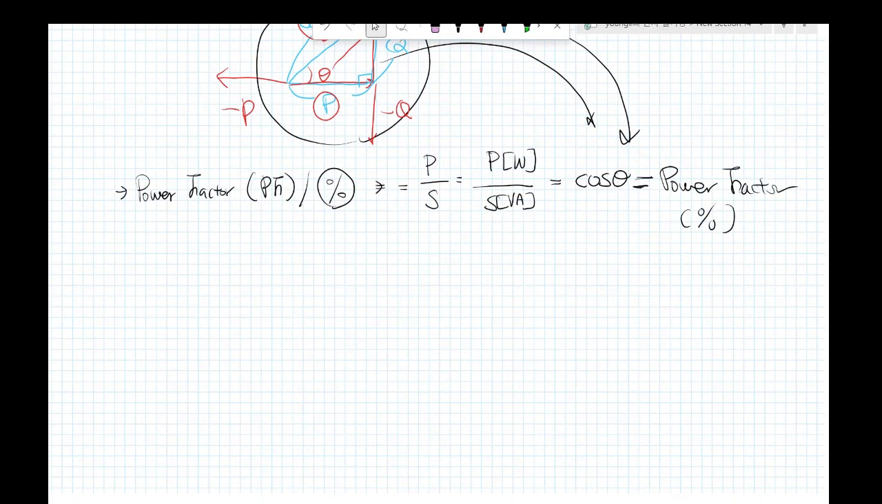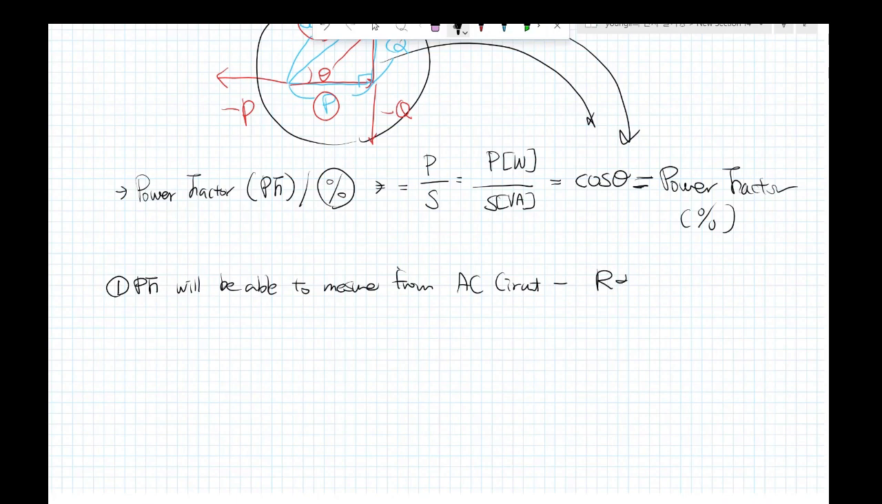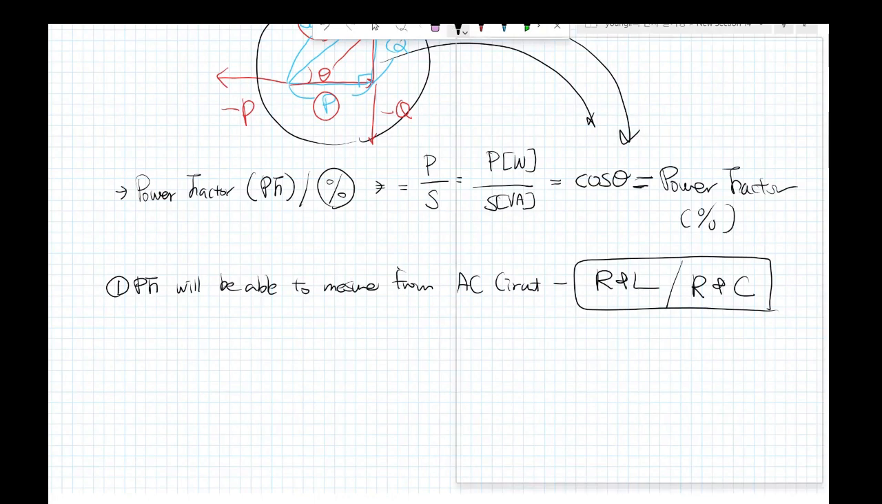So today we have something important. The power factor is measured with an AC circuit, sometimes including R and L. I'm going to write for you: power factor can be measured from an AC circuit, sometimes with a resistor and inductor, sometimes a resistor and capacitor. So it depends.